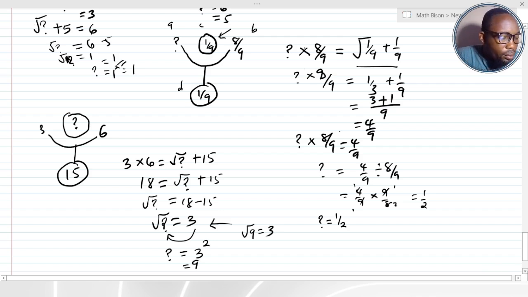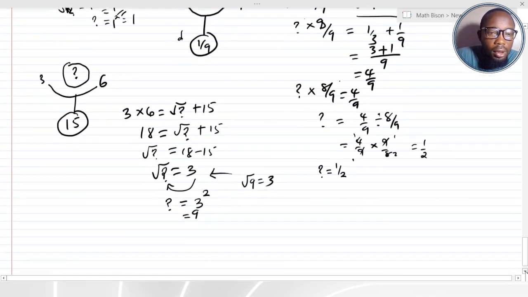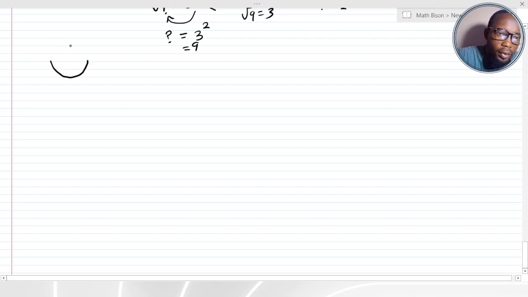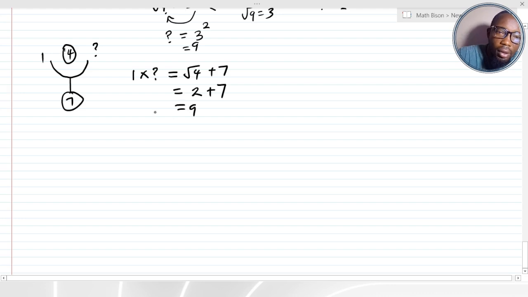All right, the third one now. We have this, and we have 4, we have 1, a question mark, we have 7. We already know that 1 times this question mark, that missing number, should give us the same thing as the square root of 4 plus 7. From the right side, we can see that everything is looking okay. 2 plus 7 should give us 9. So 1 times a particular number should give us 9. Then 9 divided by 1 should give us that number, which is still 9.